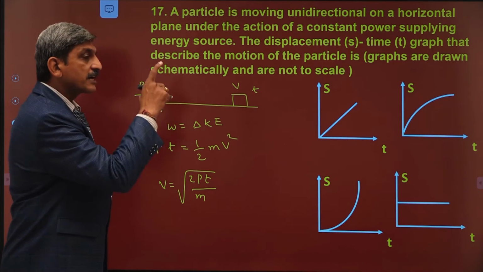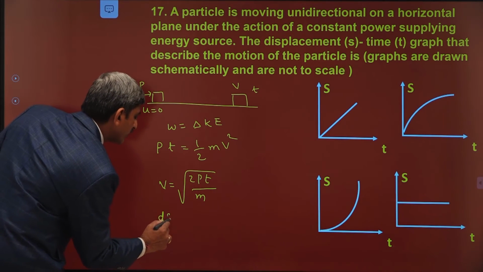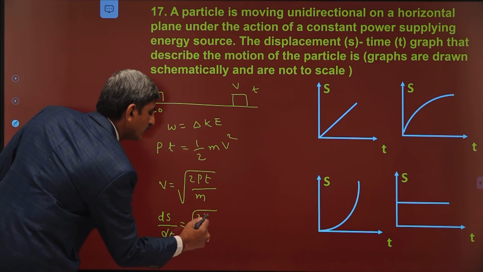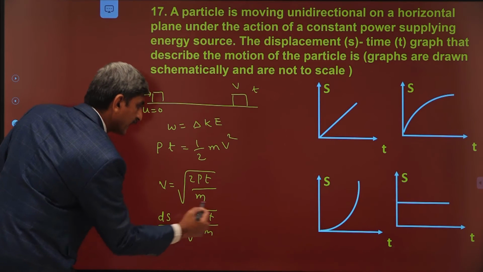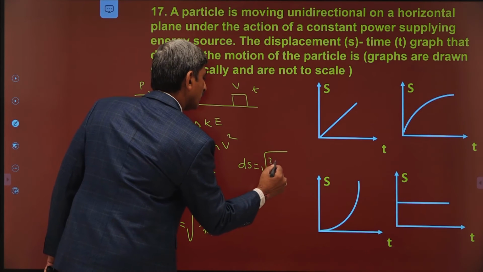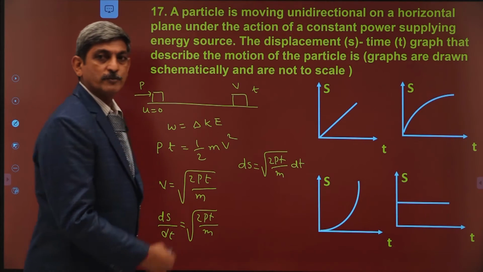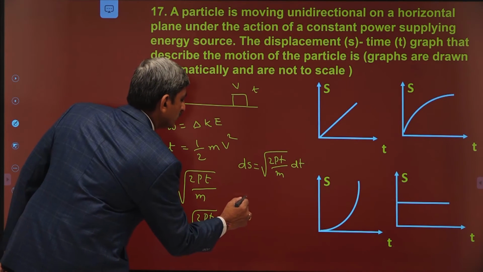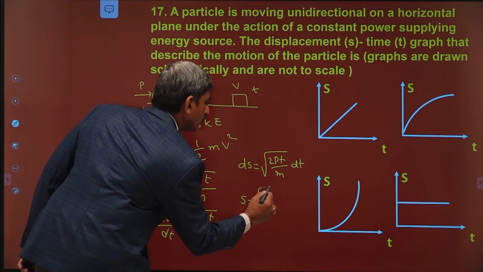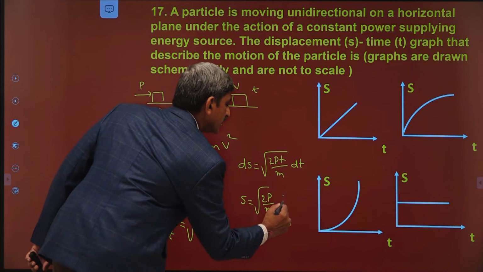But here, the graph is given between the displacement versus time. That's why this velocity can be written as the rate of displacement ds by dt. From that, we have ds by dt is equal to square root of 2Pt by m. By taking dt to that side, we have ds is equal to square root of 2Pt by m dt. So by making the integration between suitable limits, we have s is equal to root 2P by m, which is constant, times t power 3 by 2.